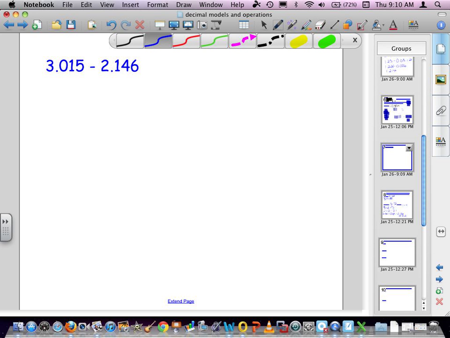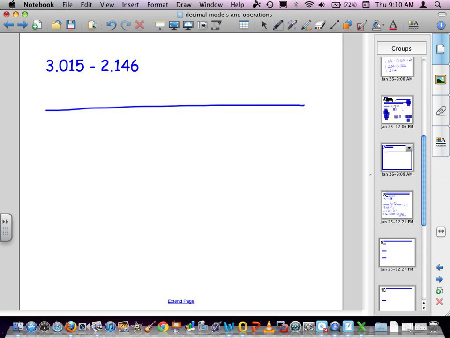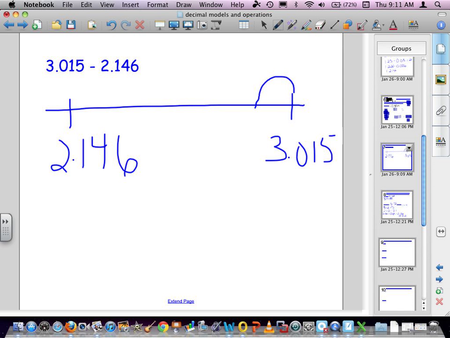But with addition, I can take from one and give to the other because I can just slide stuff over because I'm combining. With subtraction, I can't take from one and give to the other. I have to take from both, right? So if I think about 2.146 being here on the number line, and 3.015 being here on the number line, if I want to make this go back to 3, then I need to make this go back the same amount.